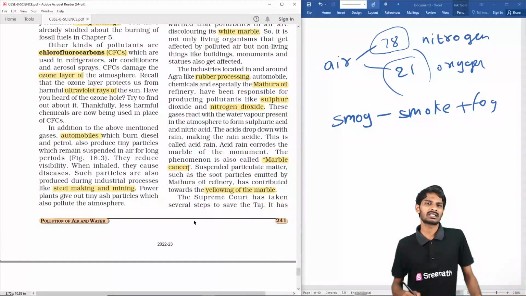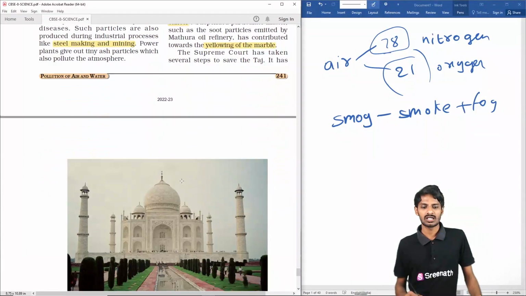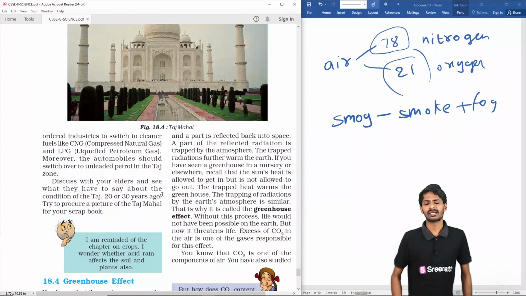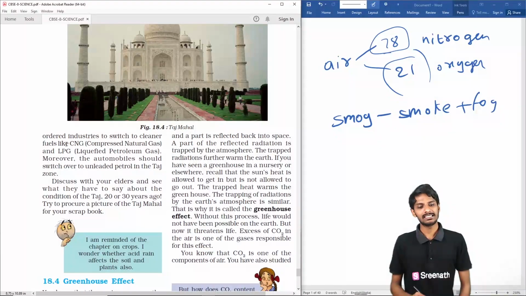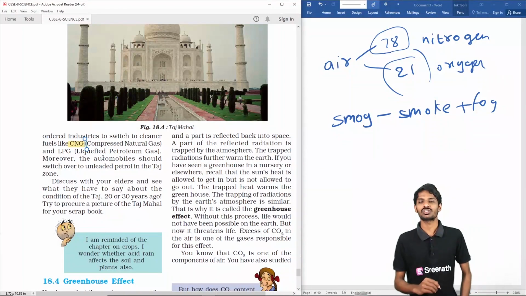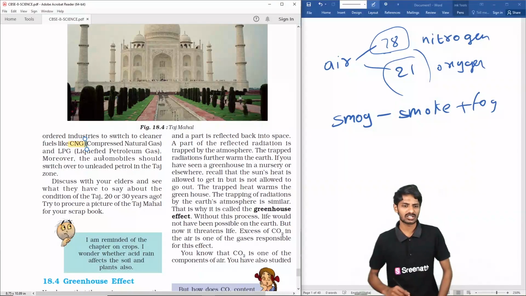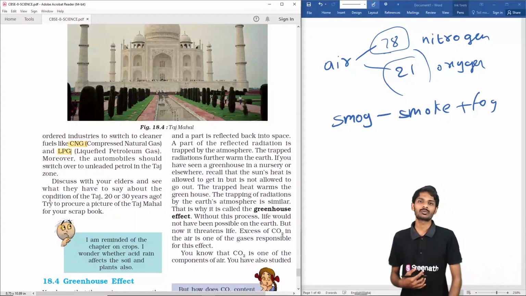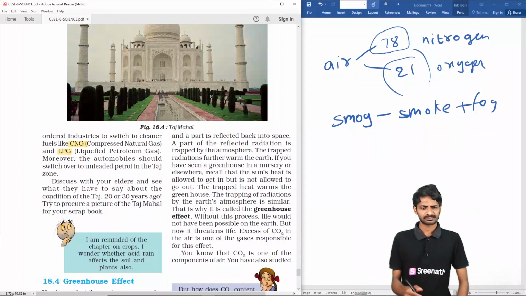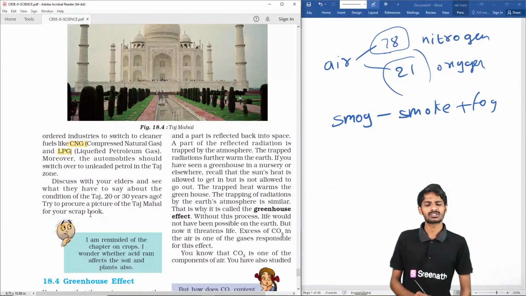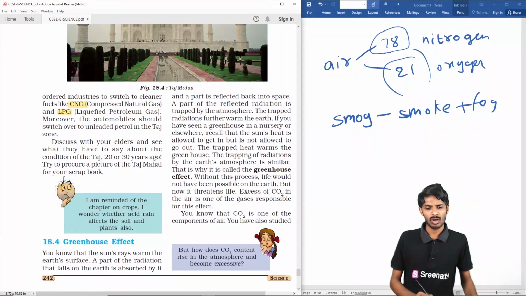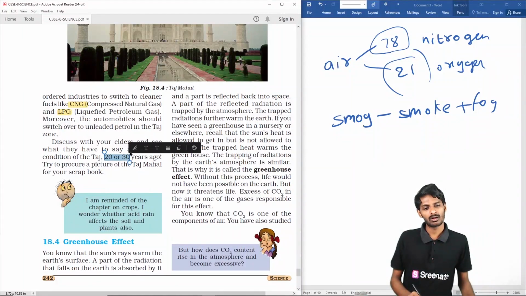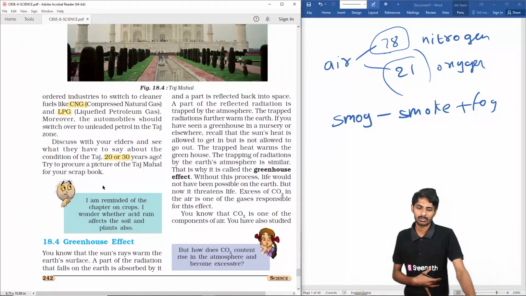The Supreme Court has taken several steps to save the Taj, but they are not implemented perfectly. They have suggested switching to CNG, which is compressed natural gas, and using LPG, liquid petroleum gas, so that some of the air pollution will be decreased. Students, if you have old elders who know about the Taj Mahal from 20 or 30 years ago, ask them about it.